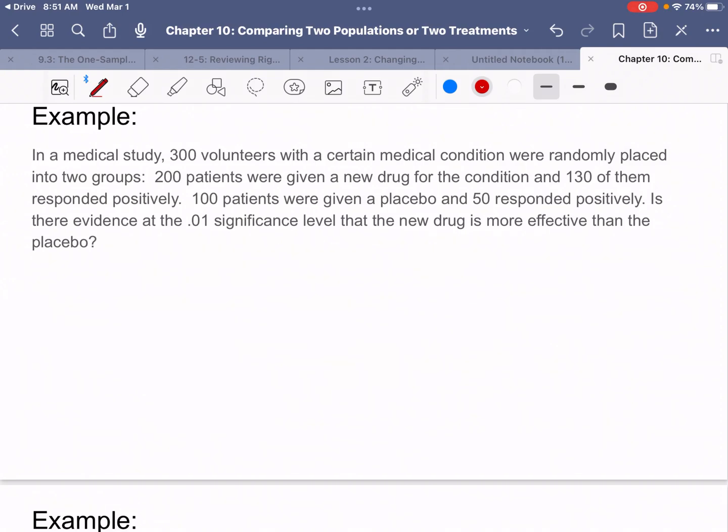All right, everybody. So now that we've learned how to carry out a two proportion z-test in our notes and formulas, let's take a look at an example and see how straightforward this seems.